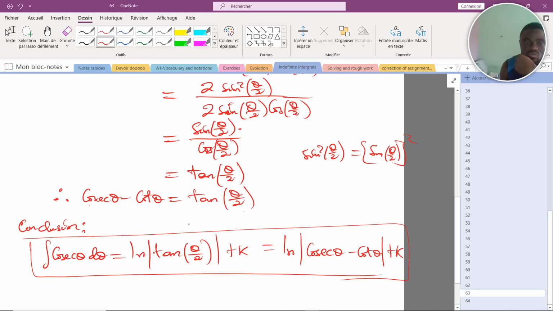From there, we can conclude that the integral of cosec θ dθ is equal to ln of the absolute value of tan(θ/2) plus a constant k, which is equal to ln of the absolute value of cosec θ minus cot θ plus the constant k. So that's how you are supposed to prove that integral. Is that okay? That was a very simple question.